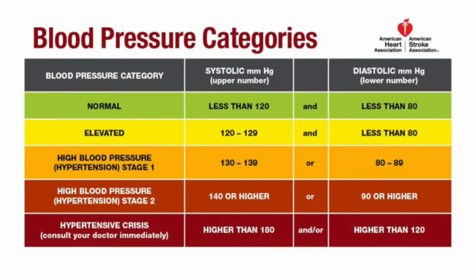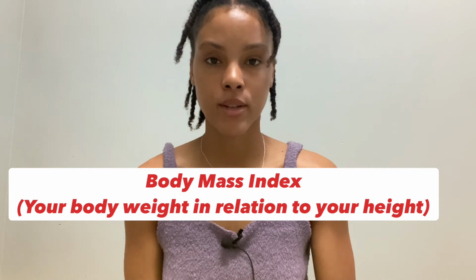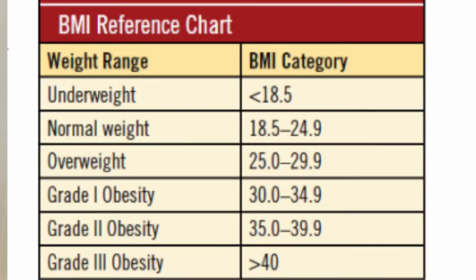anthropometric measurements. For this chapter, you really want to know blood pressure levels. You want to know when someone has a normal blood pressure level, you want to know when they have elevated, and you want to know when they have stage 1 and stage 2 hypertension. You also want to know how to calculate your client's BMI, which stands for body mass index. There is a formula for that. And you want to know the classifications of BMI.